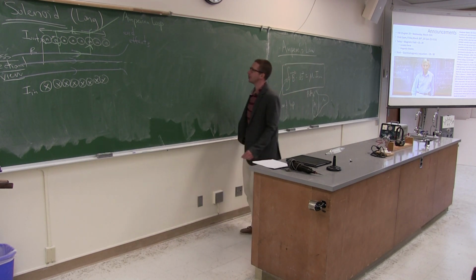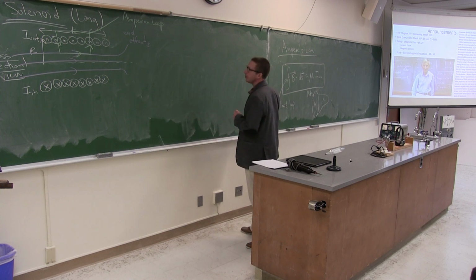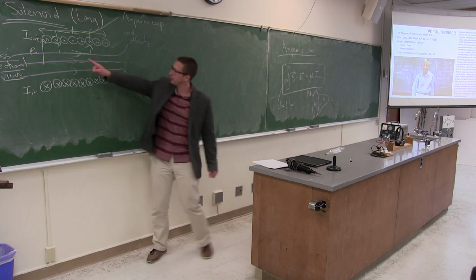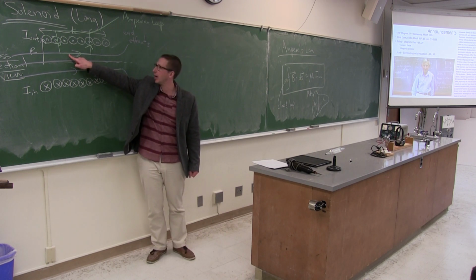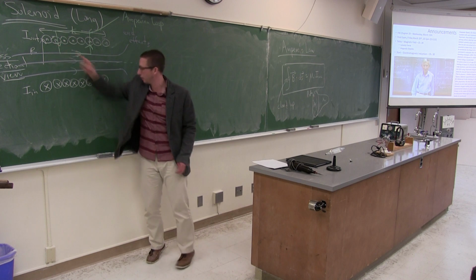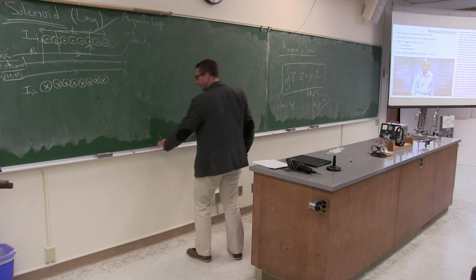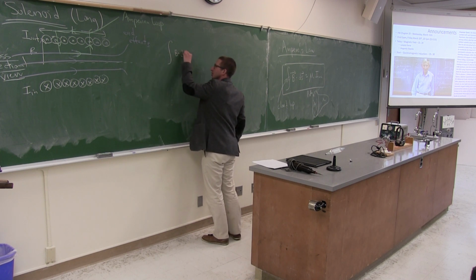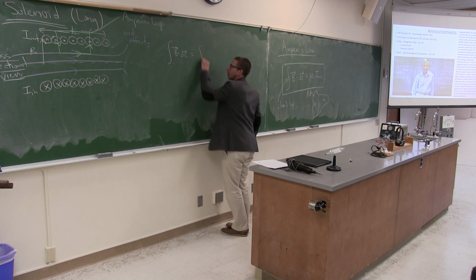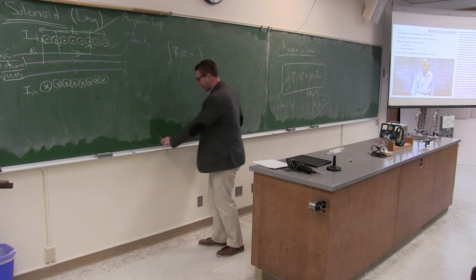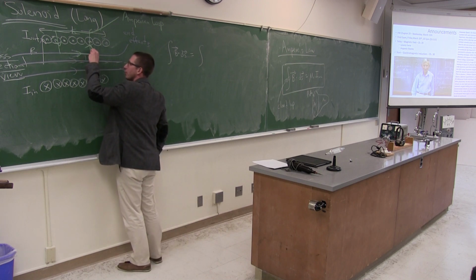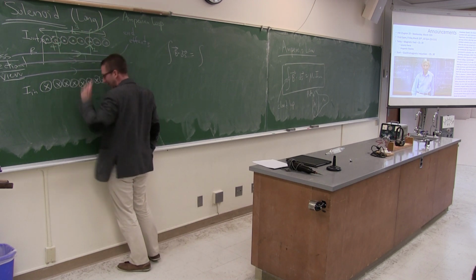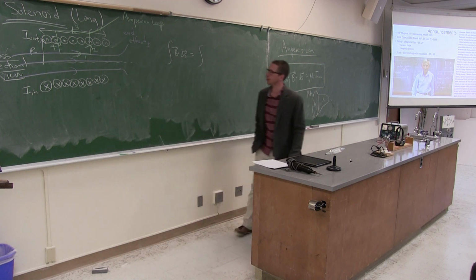So the left-hand side of the equation, well, I have to calculate the line integral along each of these paths: 1, 2, 3, and 4. So the left-hand side gives me the line integral of B dot ds. This is going to be the integral, and I'll call the bottom path 1, and paths 1, 2, 3, and 4 together form a closed loop.